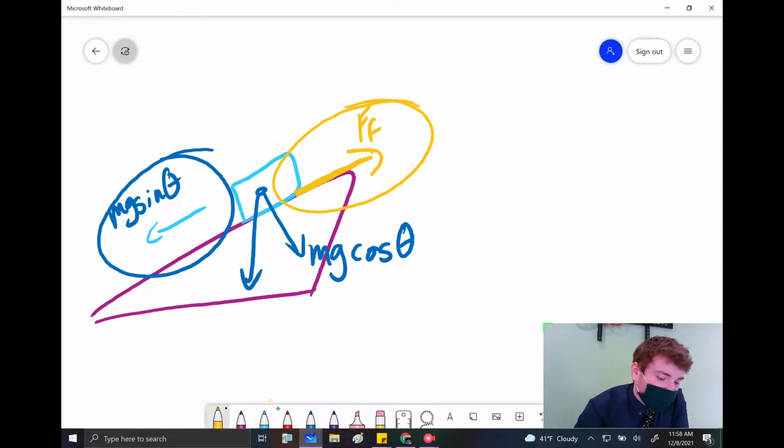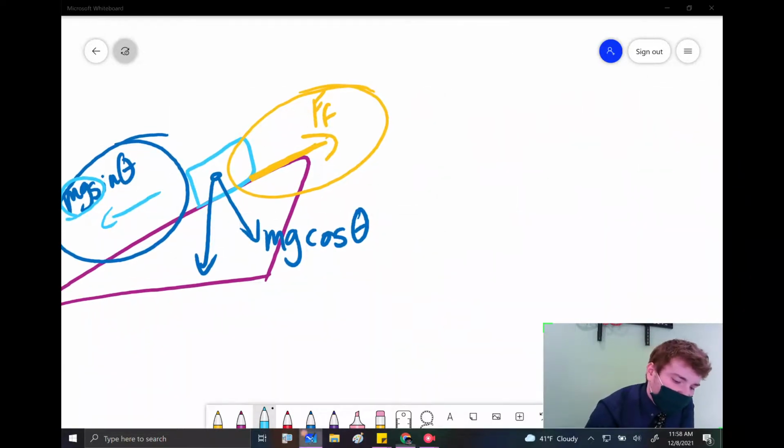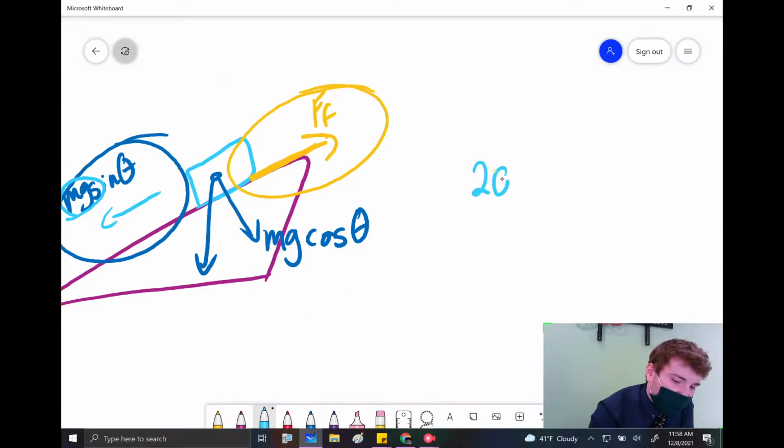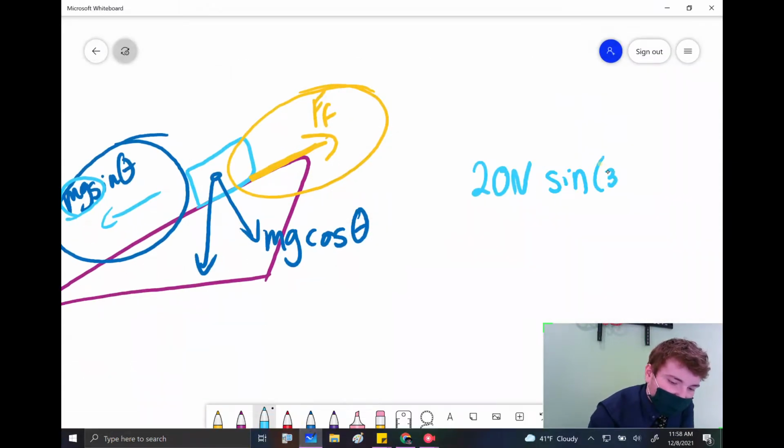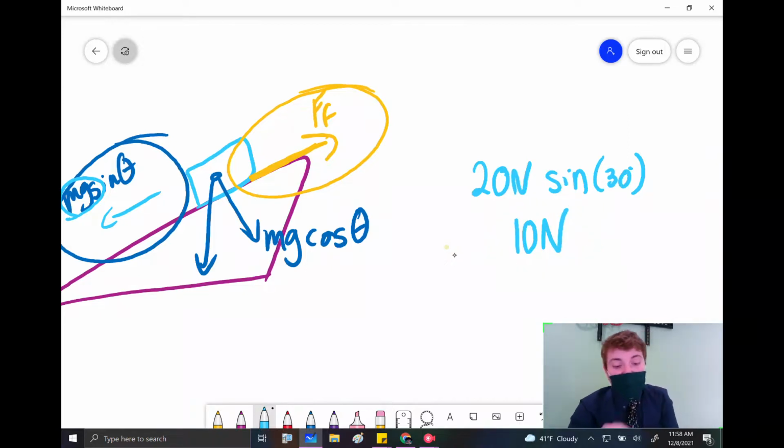Well, in this case, they gave me the weight. The weight is mass times gravity. mg is your weight. So let's use my weight of 20 newtons, plug that in for mg, multiply that by the sine of, what was my angle? 30 degrees. And when you do the math, you should wind up getting 10 newtons. Right, so you get 10 newtons for the force that's causing me to slide down the ramp.